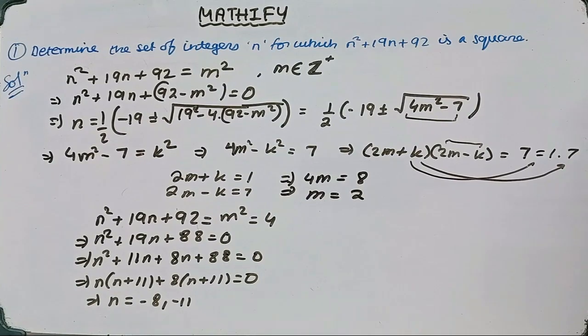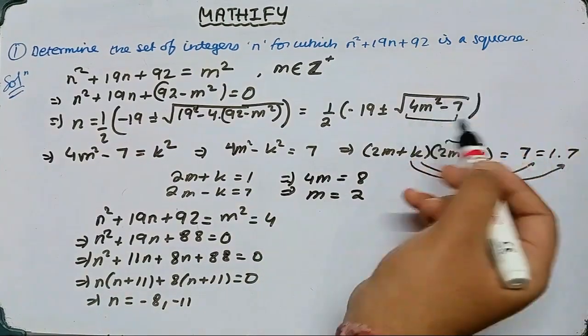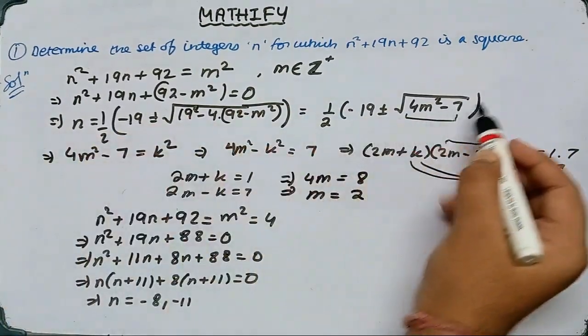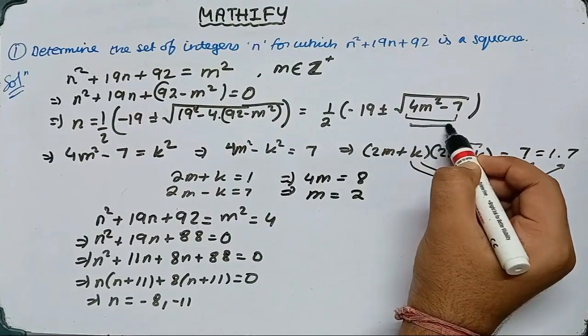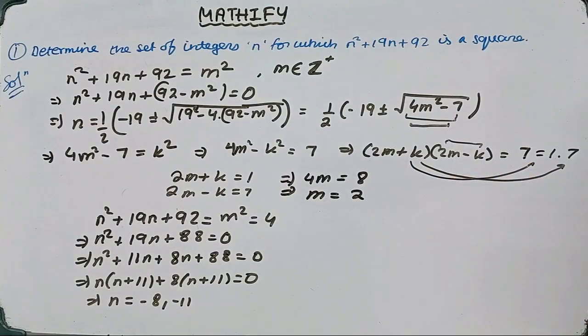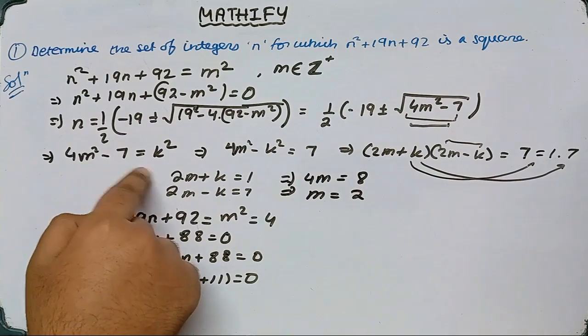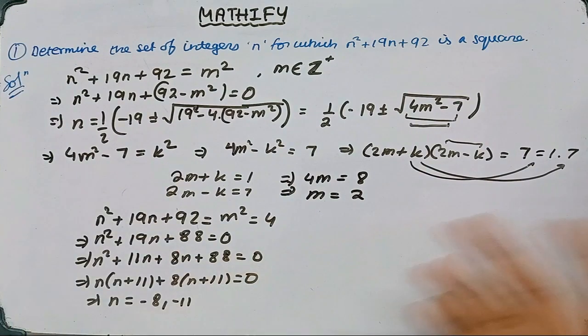Okay, so the critical step in this thinking was that for n to be an integer, the expression inside the square root must be a perfect square. Okay, so that is what we have assumed over here. So I hope you got this answer correct, because this was a fairly easy problem.